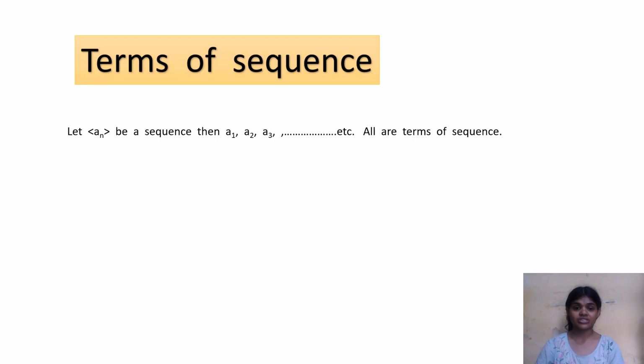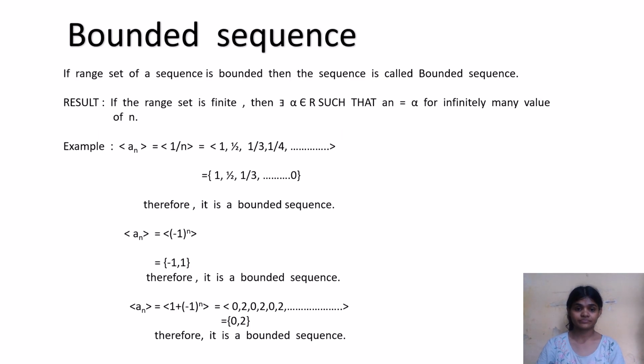Now we will discuss the terms of a sequence. Let {an} be a sequence, then a1, a2, a3 and so on are all terms of the sequence. If the range set of a sequence is bounded, then the sequence is called a bounded sequence. If the range set is finite, then there exists alpha belonging to R such that an is equal to alpha for infinitely many values of n.